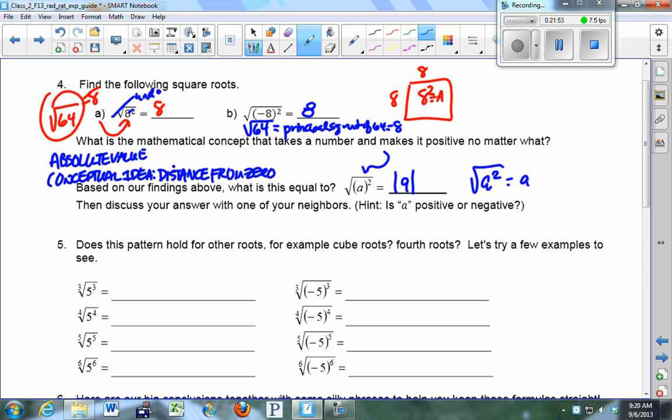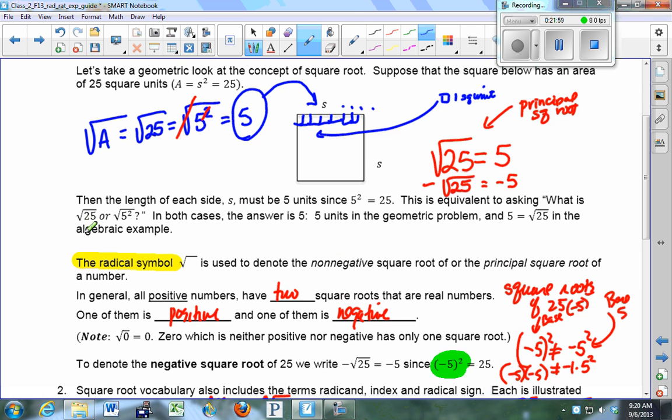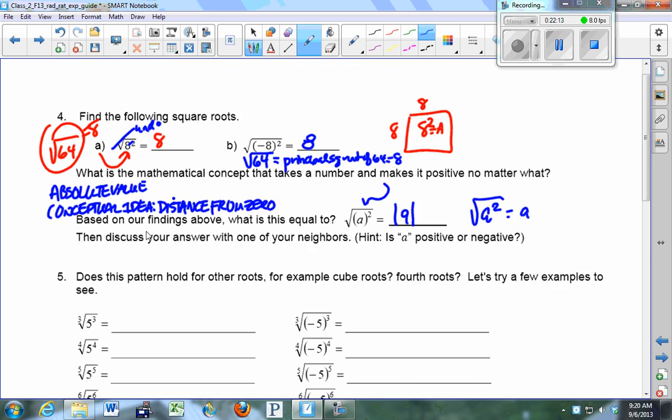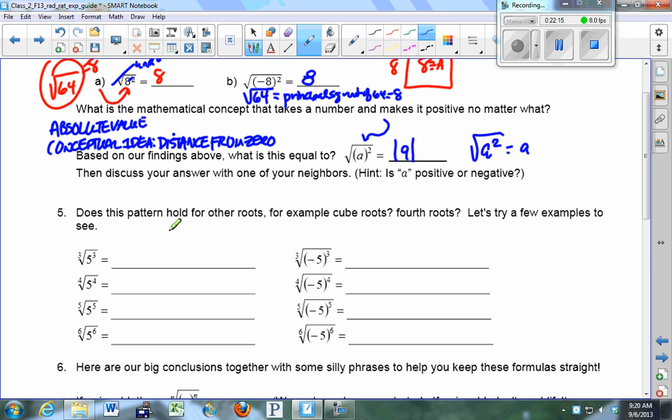Because that's what that symbol means. No, if you come back here, this symbol is used to denote the non-negative square root, the principal square root. Always. And that's why this down here is the negative square root, because you take the opposite of a positive number.